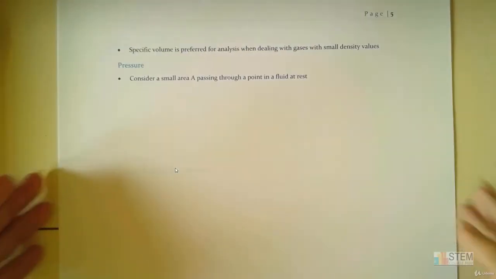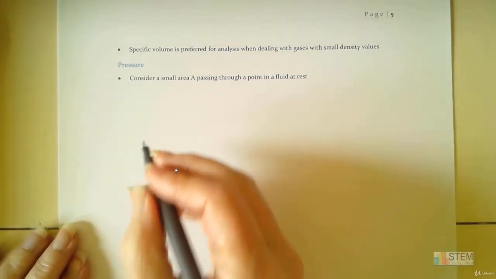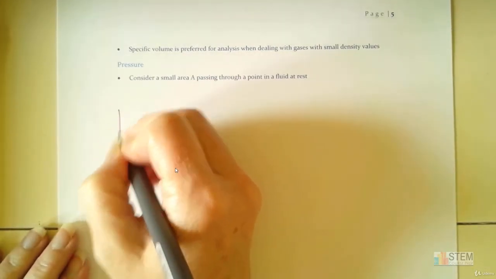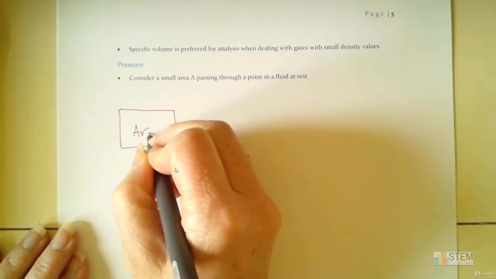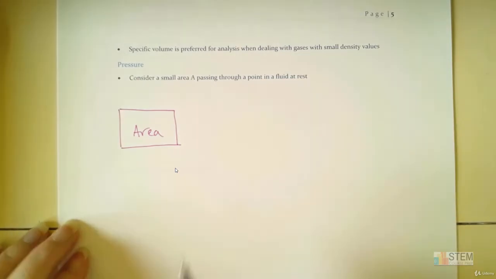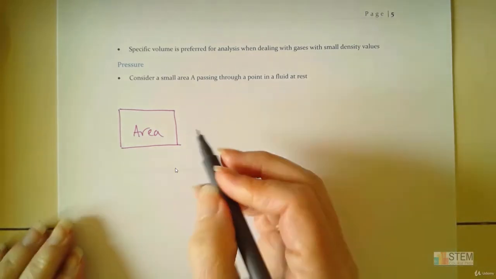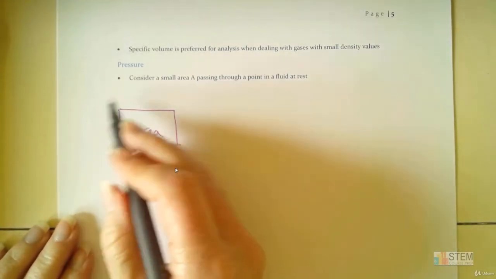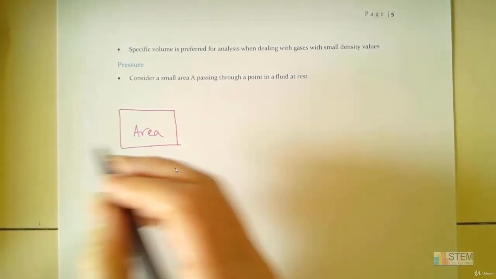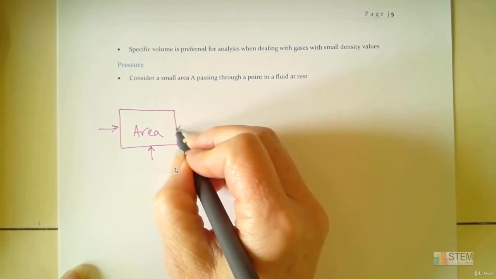Next, let's talk about pressure. So for pressure, let's look at an area. Let me draw this little area. Let's just make it look like a square. So we've got some area A, and we've got a fluid at rest, and this area A is going to pass through a point in this fluid that's at rest. Now if you think about it, this area, if it's inside this fluid, it's surrounded by fluid, right? There's fluid all around it. So that means that fluid's going to press inward on that area.